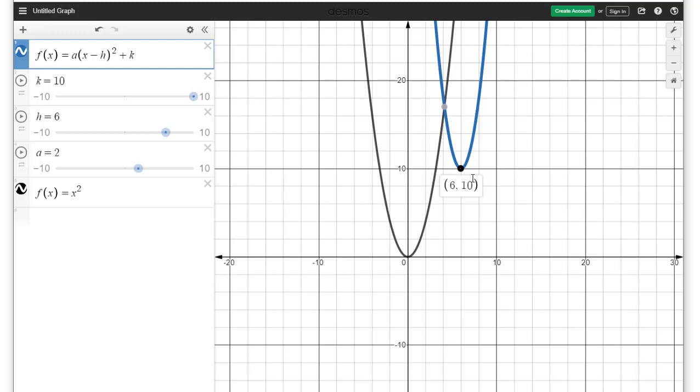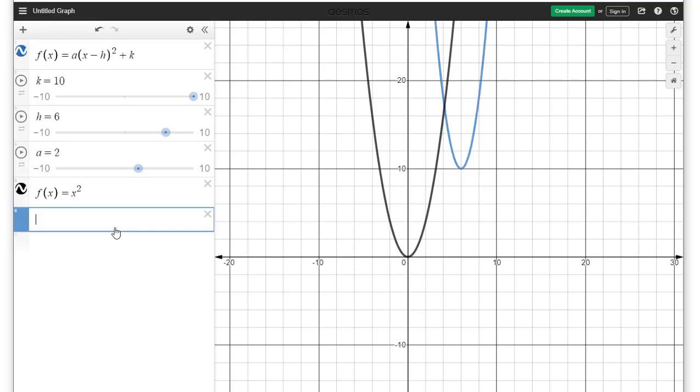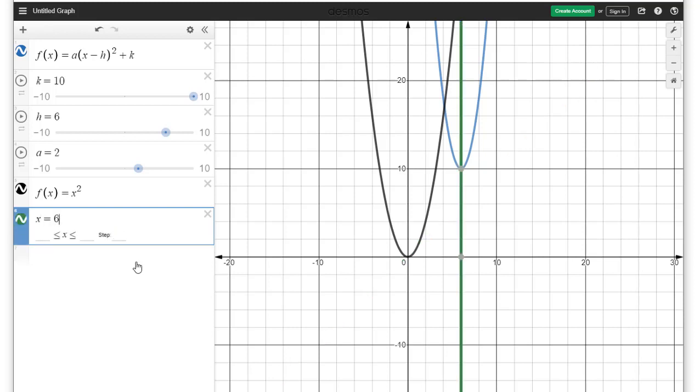My axis of symmetry would be along the line x equals h. So let's go ahead and just type that in. X equals 6. And sure enough, that is my axis of symmetry. There is an equal amount of parabola to the left and to the right of this vertical line. I'm going to go ahead and make that a dotted line.